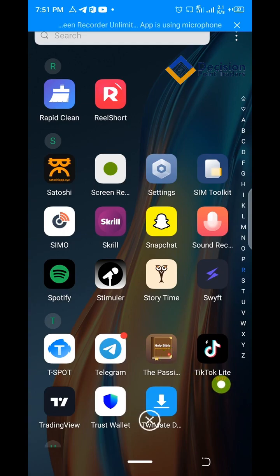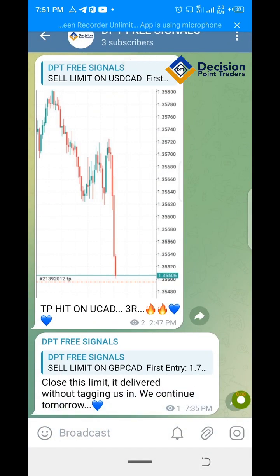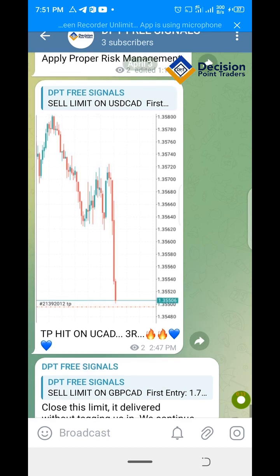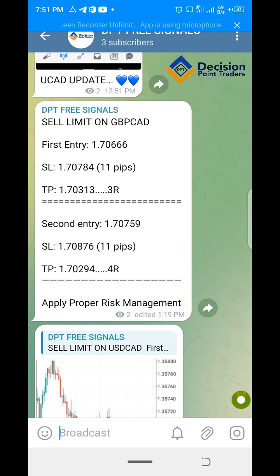Alright, so let's talk about how the trade works, or how the signal works. Let's go to today's signal. This is the way the signal looks like. Most of the time there will be 2 entries. It's just once in a while that you'll see 1 entry. So most of the time there will be 2 entries, and you must set limit for the 2 entries.